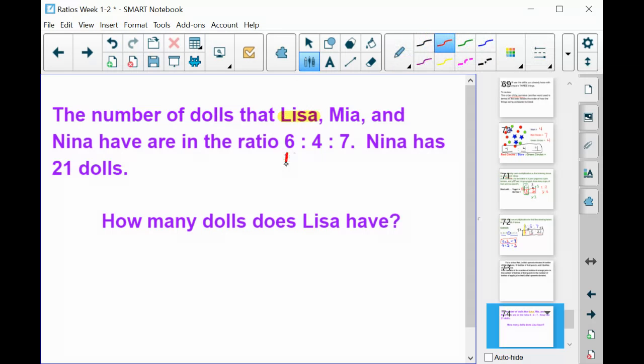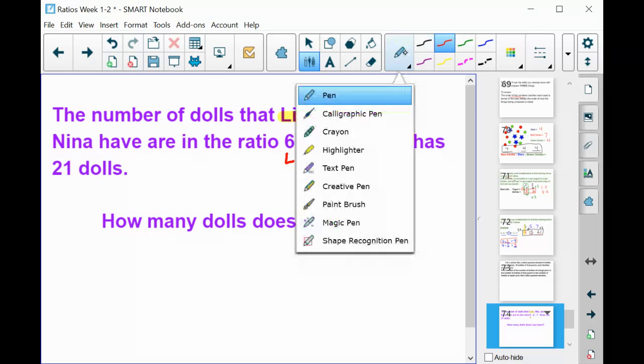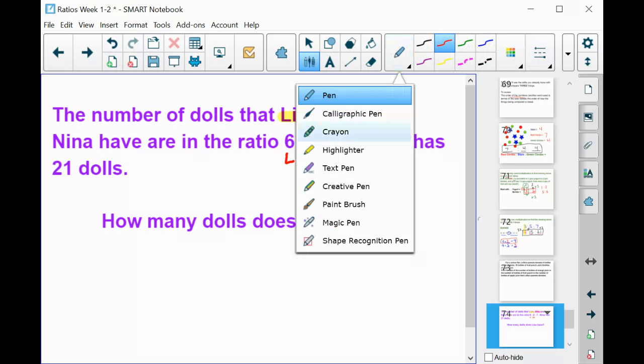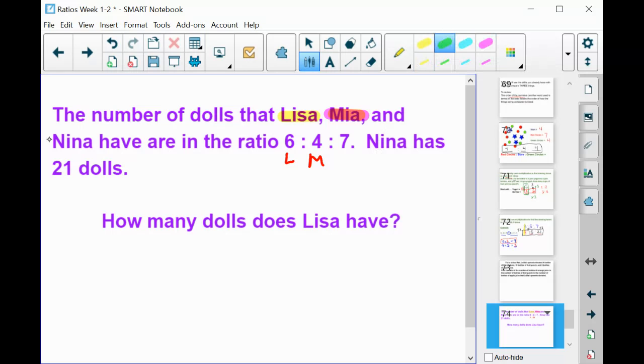Do you see that? So I'm going to put an L under her term. And then I see our second term is Mia. Let me use a different color. Mia. So I'm going to put an M under Mia. And our last term is Nina. So I'm going to put an N under Nina's term.